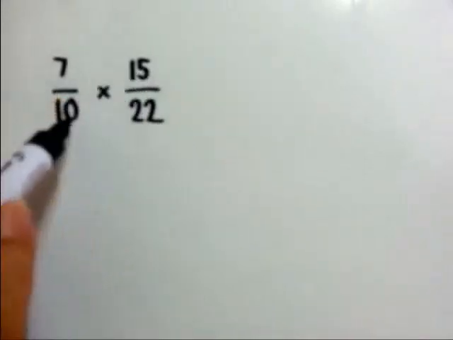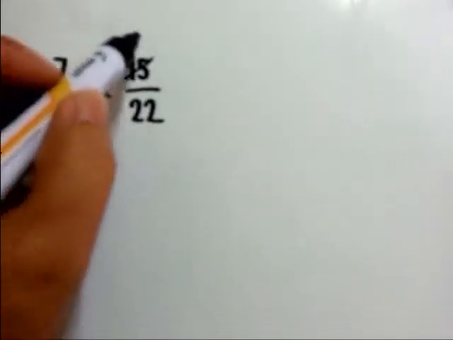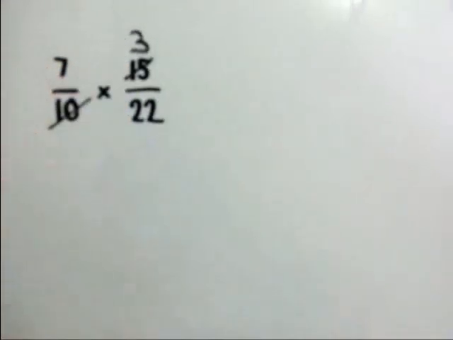15 and 10 can be divided by 5. So, 15 divided by 5 equals 3. 10 divided by 5 equals 2. We cancel 15 and 10. And we have 7 over 2 times 3 over 22.